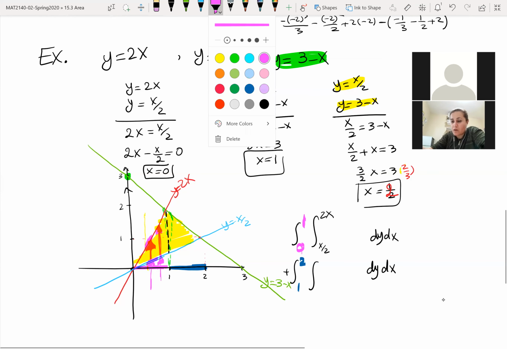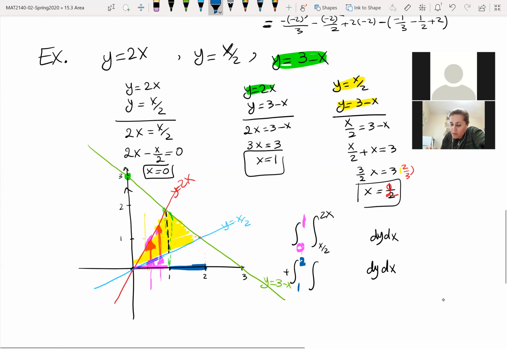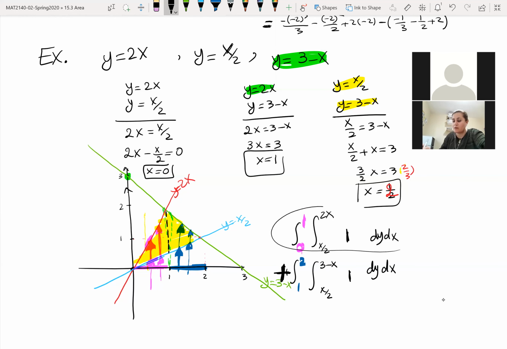Then I change my color to the same blue that I used for the other piece. I move along the y direction because I'm writing for the y. So the first thing that I hit is the blue one. The last thing that I hit is the green one. The blue is the start point, the lower one, and the green is the top one. So I started from x/2, and I ended with the green one, 3 minus x. Since it's finding the area, there is no integrand. So you have to get the number from here and then add it to the number from here.